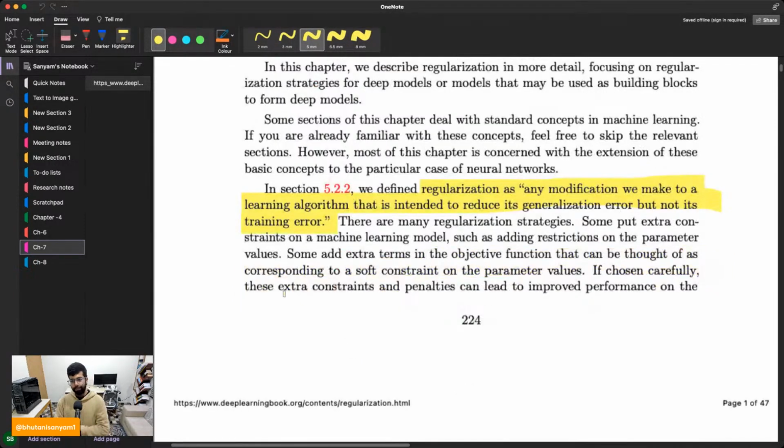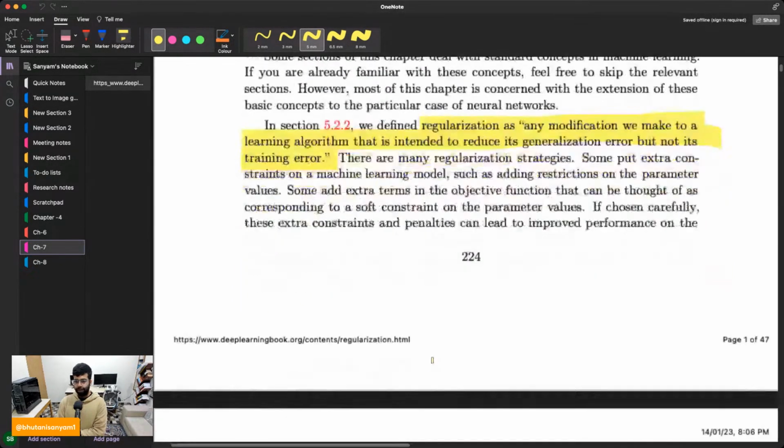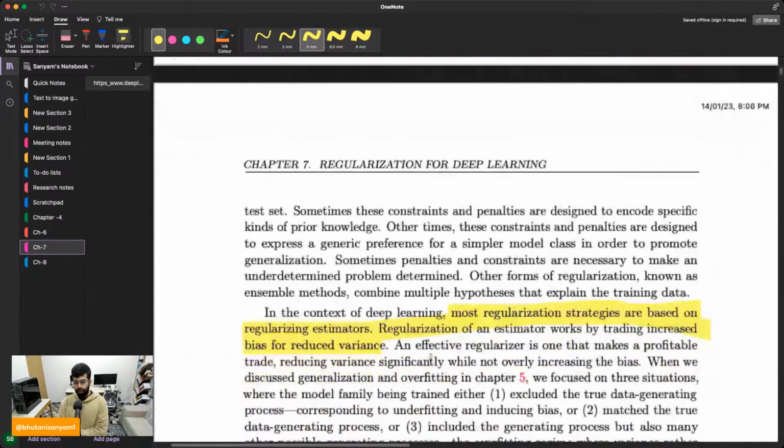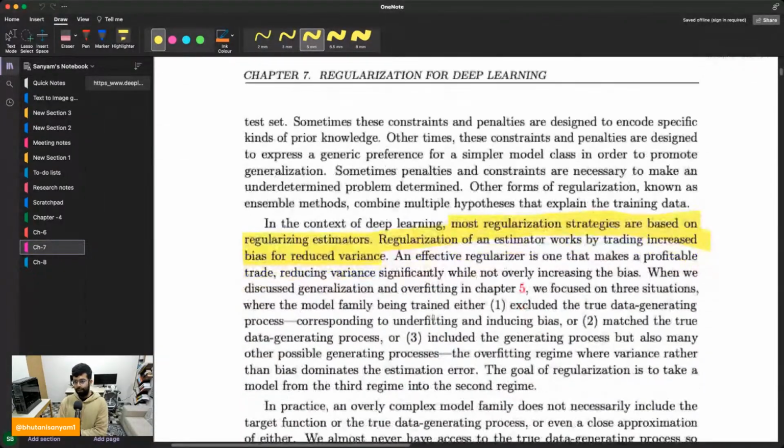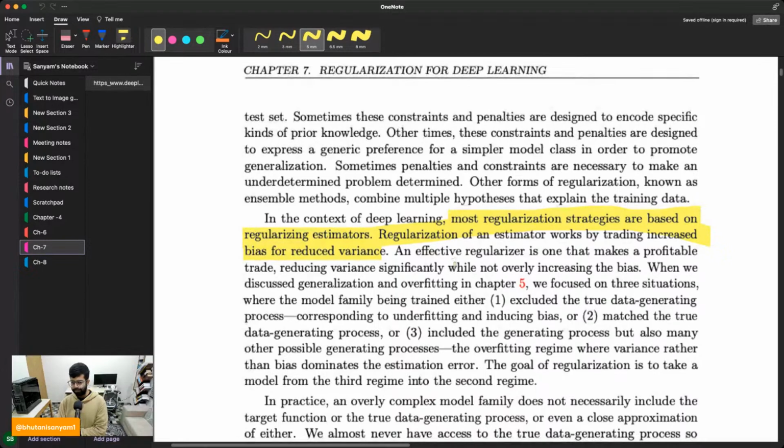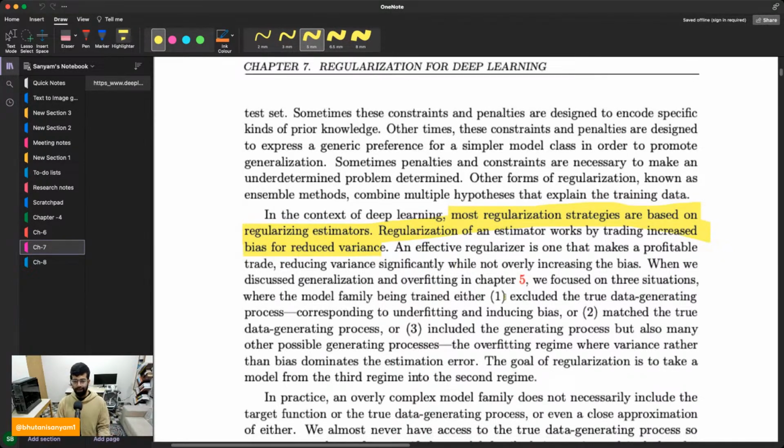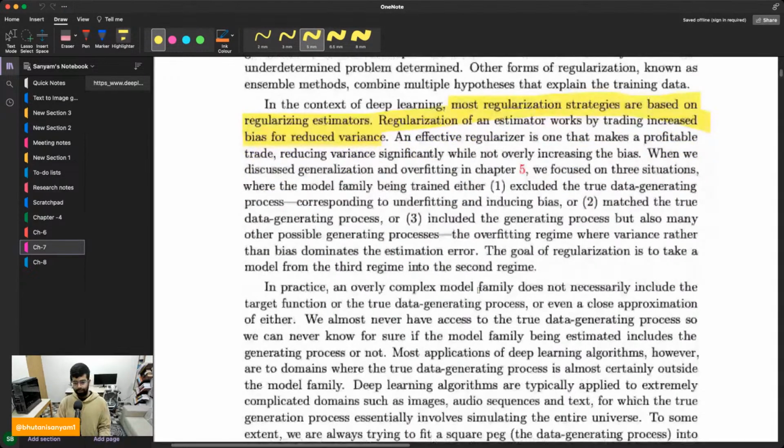So that's the official definition of regularization. And then they say, in the context of deep learning, most regularization strategies are based on regularizing estimators. Regularization of an estimator works by trading increased bias for reduced variance. I highlighted this because I had to recall what bias and variance mean in this context. But generally, when you apply regularization, you're just adding one particular function to the training.